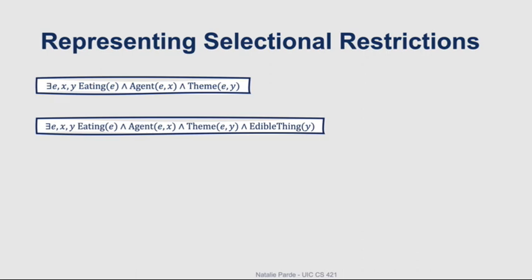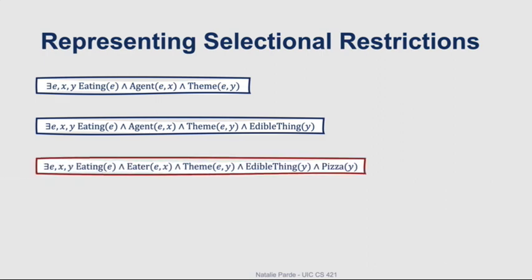Then when we encounter new inputs, we can check to see whether they adhere to the specified selectional restrictions based on the facts from some sort of knowledge base. For example, let's say that we encounter the phrase, "ate a pizza." We could represent it logically like this. We could check our knowledge base, discover that pizza is in fact a member of the category of edible things, and therefore decide that the input phrase is reasonable.